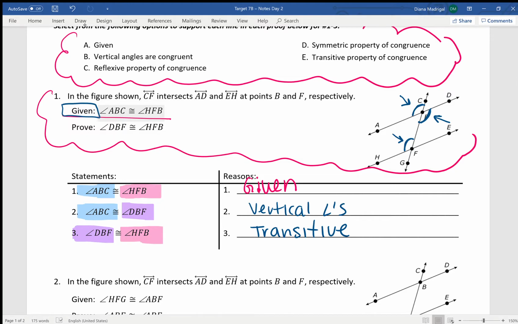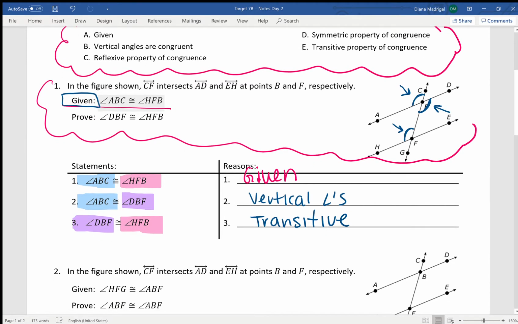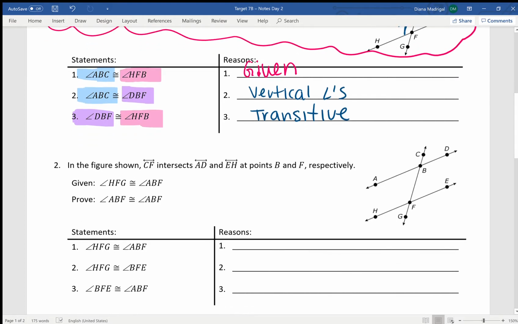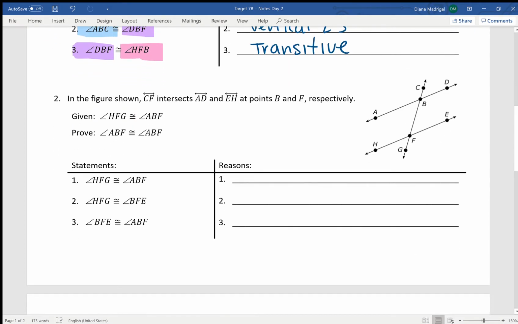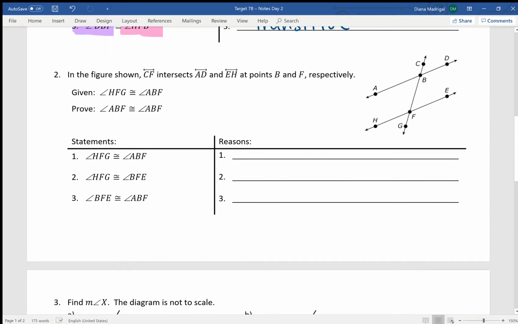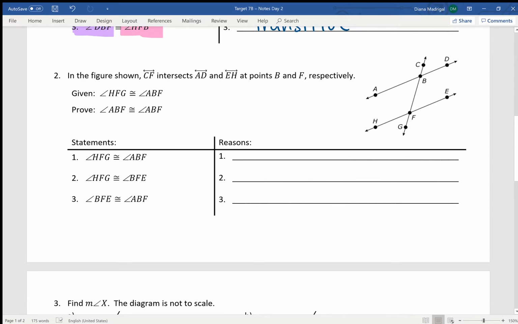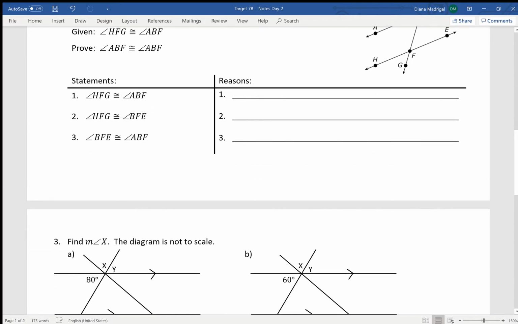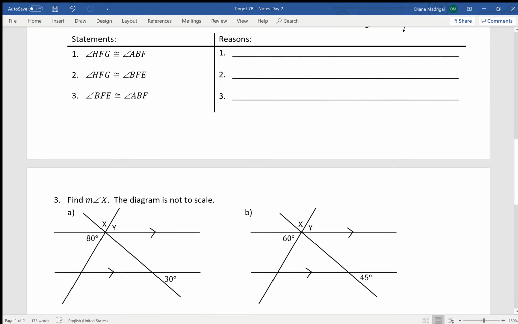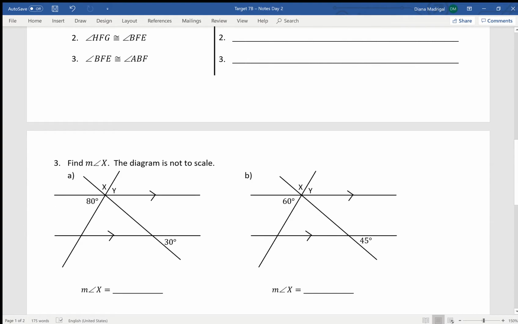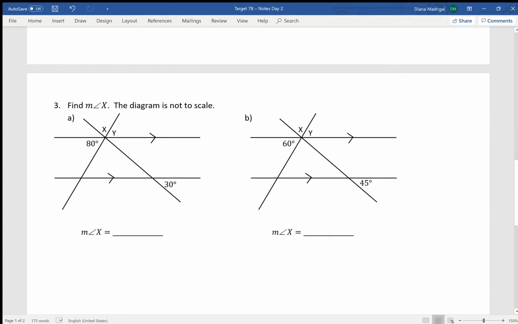Alright, so try number 2. For number 2, I'll be checking the answers in class, so make sure you do it. That's how you're going to get credit for this. That's how I know that you're going to watch the video and you know how to do them. So moving on to question number 3, it says find the measurement of x.